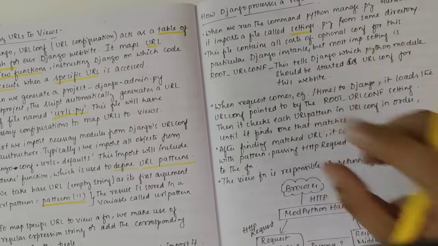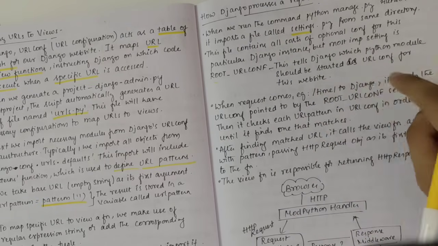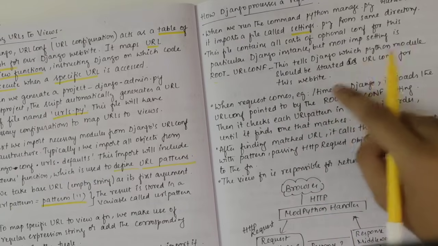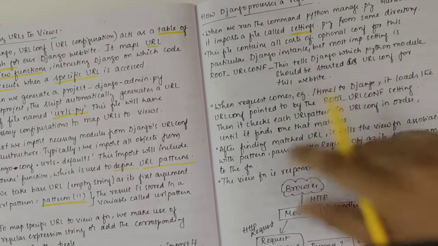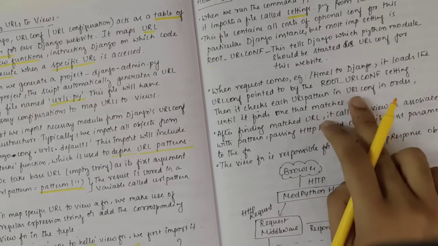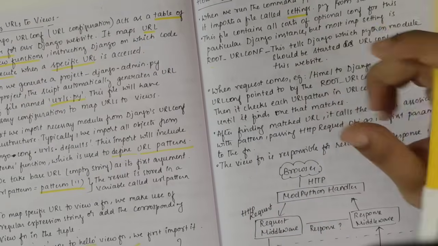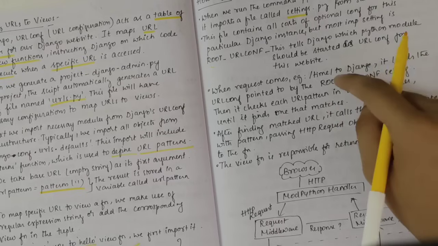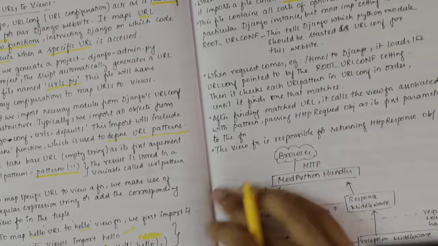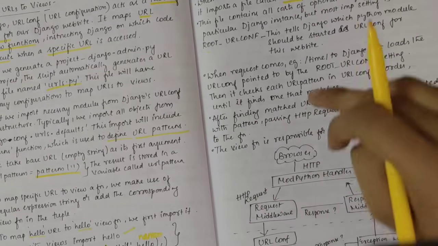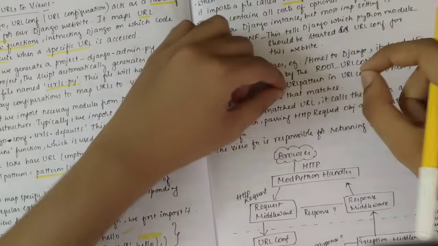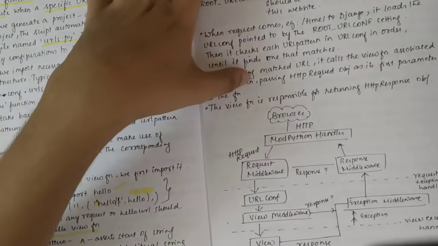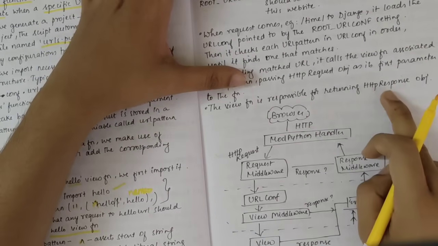So when a request comes, for example for /time/, Django loads the URLconf pointed to by the ROOT_URLCONF setting, and then it checks each URL pattern in the URLconf in order until it finds the one you are searching for, like time. After finding the matched URL, it calls the view function associated with it and passes the HTTP request object as the first parameter to the function. The view function is responsible for returning the HTTP response.